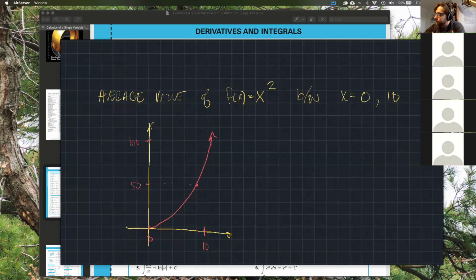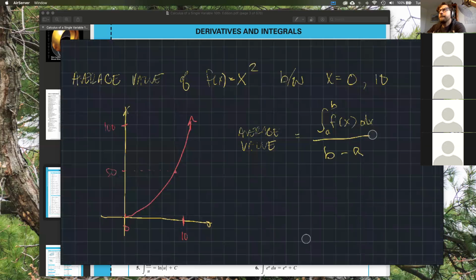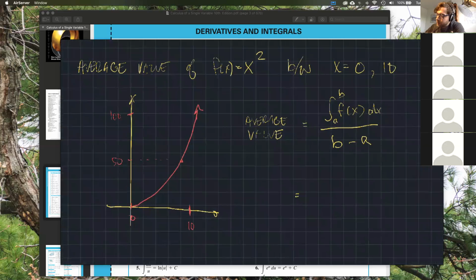So the average value of the function, the average height of the function, is the integral of f of x dx between a and b, divided by b minus a. Let's put the general formula first, and then we'll plug in what we know. The things between are 0 and 10, right? So we can replace that with 0 and 10. The function is x squared dx, divided by 10 minus 0, which is just 10.